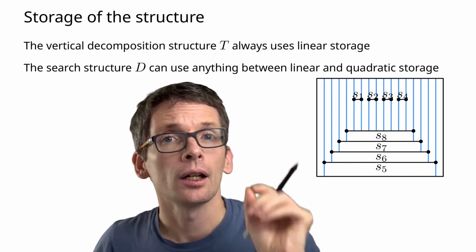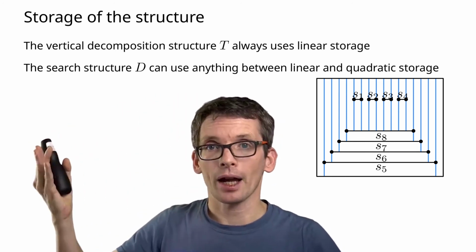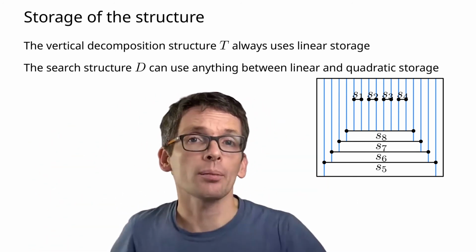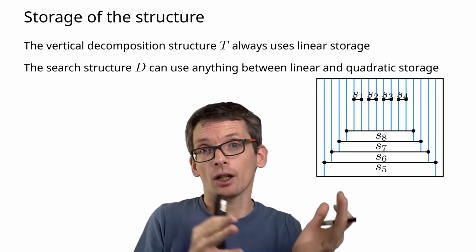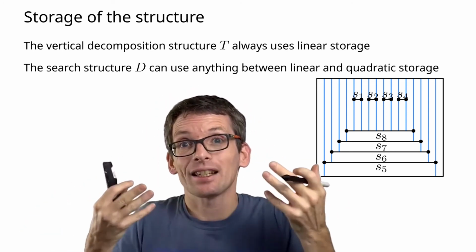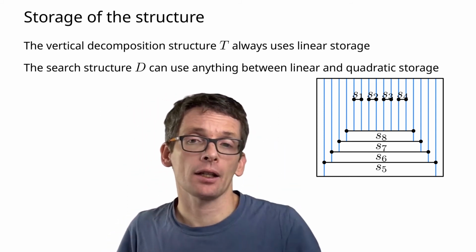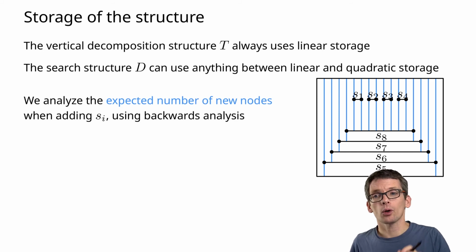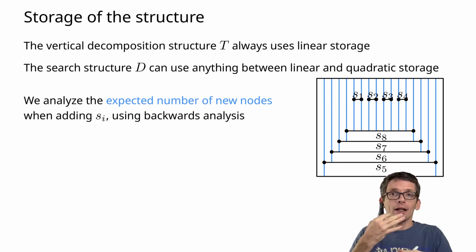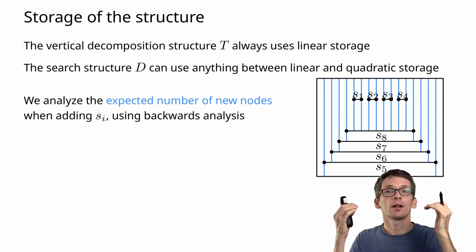The search structure, however, and in this example we had that, very much depends on the order, and it may vary between linear and quadratic in terms of the size of the search structure. And what we want to show is that the expected size is actually linear. The way we're going to show that is by analyzing the expected number of nodes that we create in the ith step.